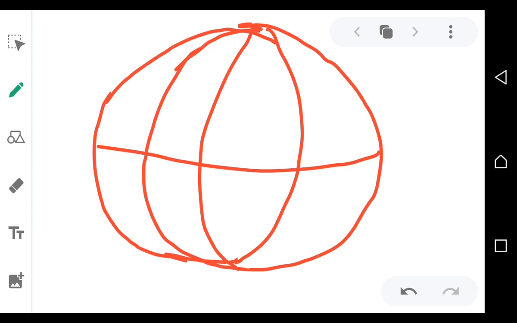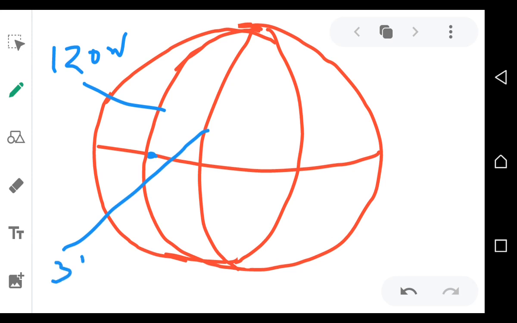They say this one is 120 west. This longitude is 120 west. This one is 35 west. This one is 15 east. And then there are two points here. This is point P and this is point Q.